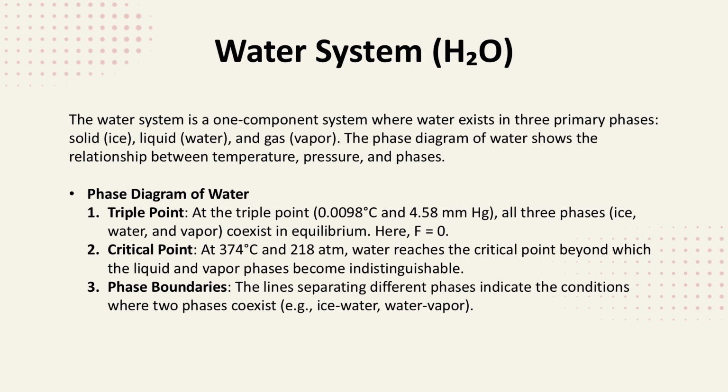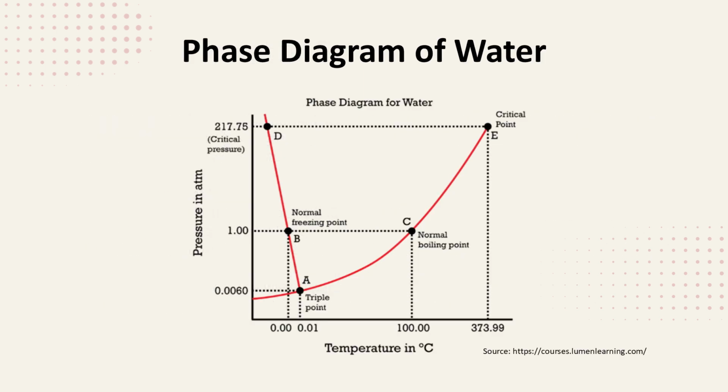Phase boundaries. These represent conditions where two phases coexist, such as the boundary between ice and liquid or water and vapor. Here's what the phase diagram for the water system looks like. This will help you get a better understanding of the concept.